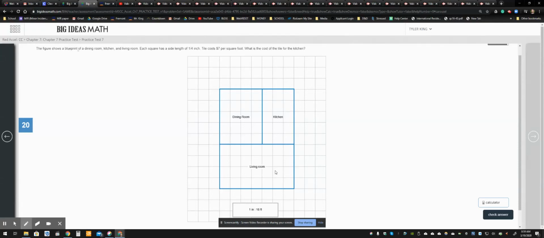The figure shows a blueprint of a dining room, kitchen, and living room. Each square has a side length of 1/4 inch. Tile costs $7 per square foot. What is the cost of the tile for the kitchen?